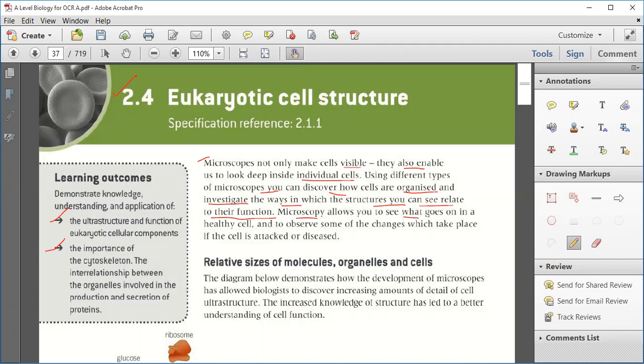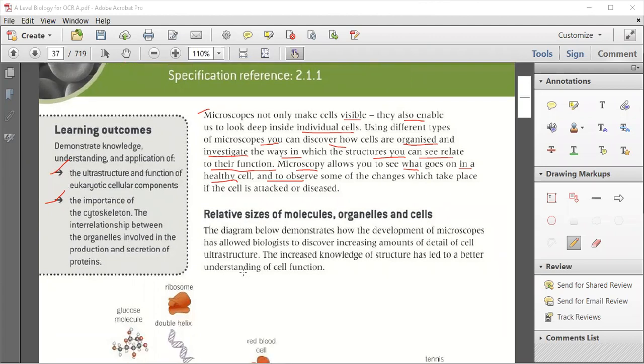Microscopy allows us to see what goes on in a healthy cell, meaning how a healthy cell looks, and it also helps us to observe some changes which take place in a cell when it is attacked or diseased. So with the help of microscopy, we can get the total in and out of a cell. Okay.